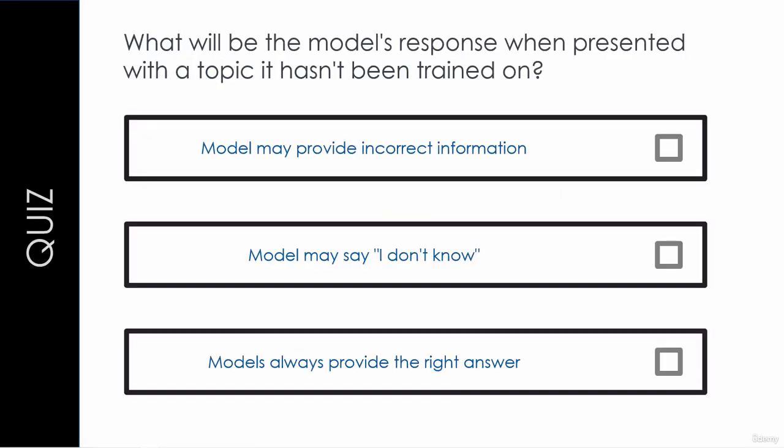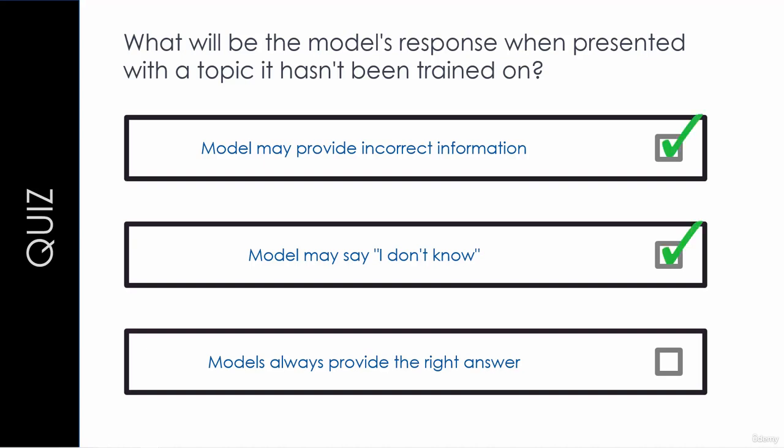Time for a quick question for you. What will be the model's response when presented with a topic that it hasn't been trained on? Select the appropriate choices. If you selected first and the second choice, then you are right.